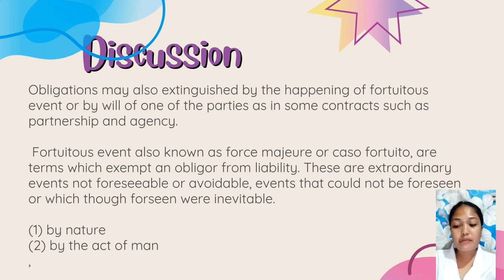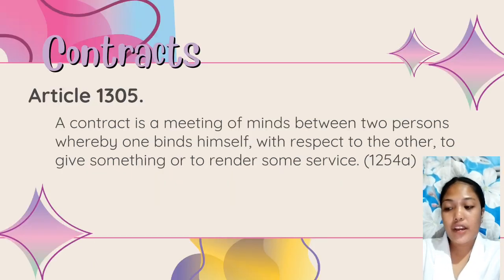A fortuitous event may be produced by two general causes. The first is by nature, such as earthquakes, storms, floods, tsunamis, and so on. The second is by the acts of men, such as armed invasions, attacks by land bandits, governmental prohibitions, robbery, and so on. On the next slide, we have the contracts.